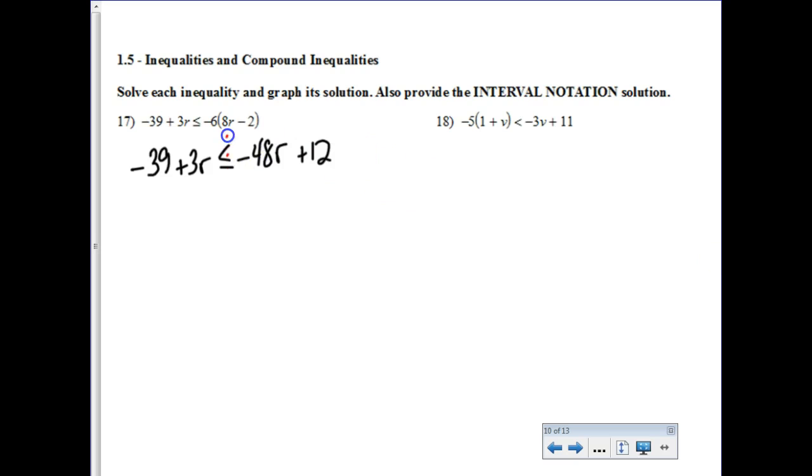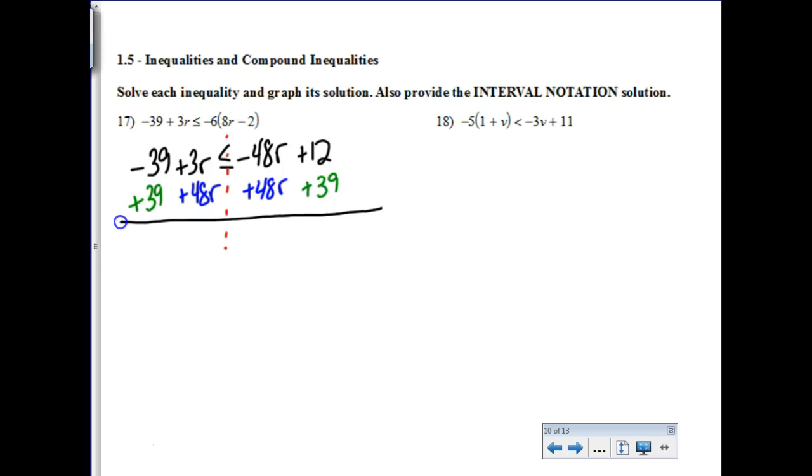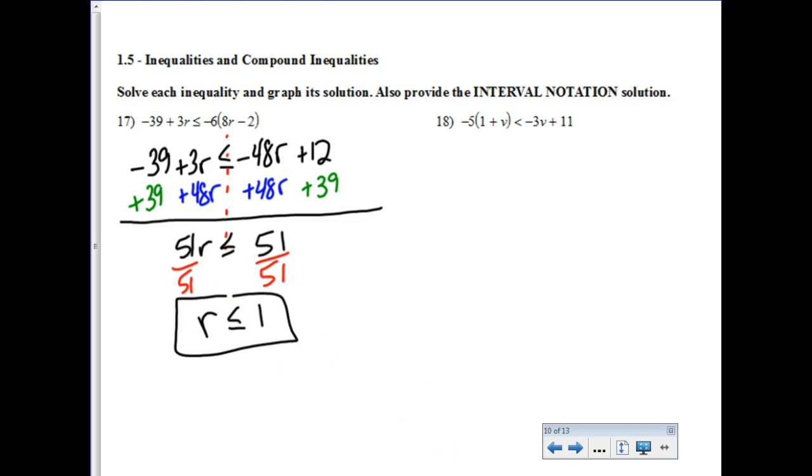And my rule is that you have to bring r's, or the variables, to the left. So we're going to add the 48r. And while we're at it, I'm going to move the constant by adding the 39. And what do I end up with here? Let's see. 51r is less than or equal to 51. Well, that kind of worked out nice. So dividing both sides by 51. Now 51 is not a negative coefficient, so you don't have to mess with the sign at all. You just say r is less than or equal to 1. That is the inequality solution.